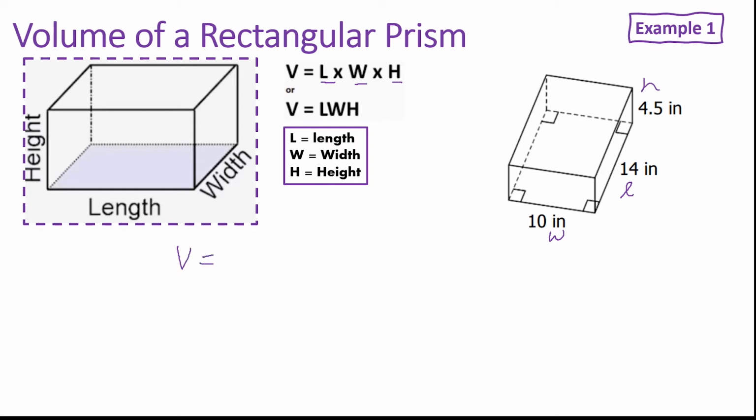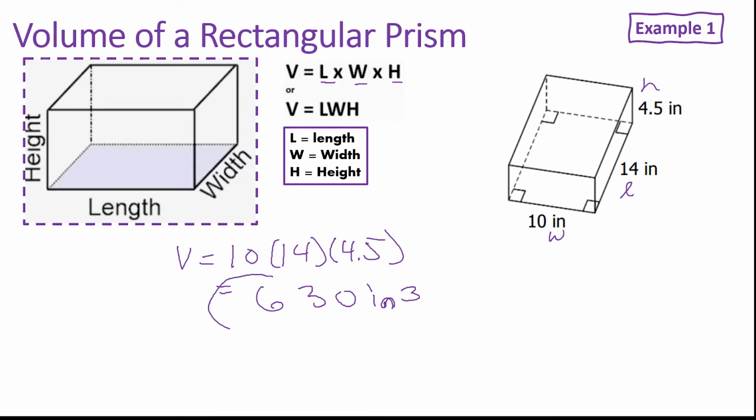So volume, I'm going to multiply 10 times 14 times 4.5. So just multiply all three of your numbers there. That is 630 inches cubed. And I have found the volume of this rectangular prism.